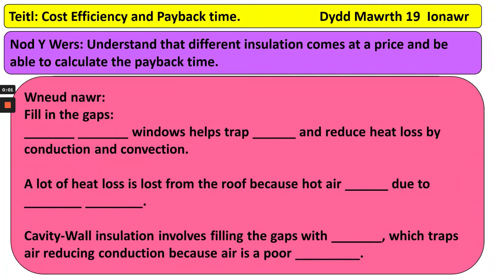Welcome to today's lesson. So today's lesson is on cost efficiency and payback time. So the aim of the lesson is to understand that different insulation comes at a price and to be able to calculate the payback time. So just like before, you're going to need the assignment next to you, ready to fill out the questions throughout the video. So first of all, you need to pause the video and work your way through the Do Now activity.